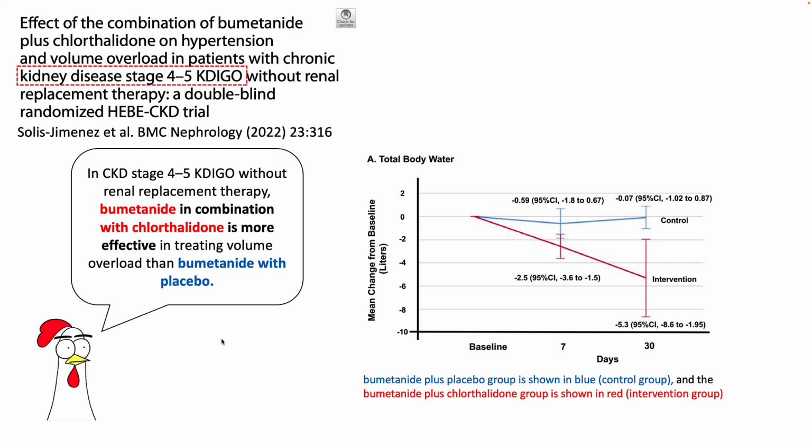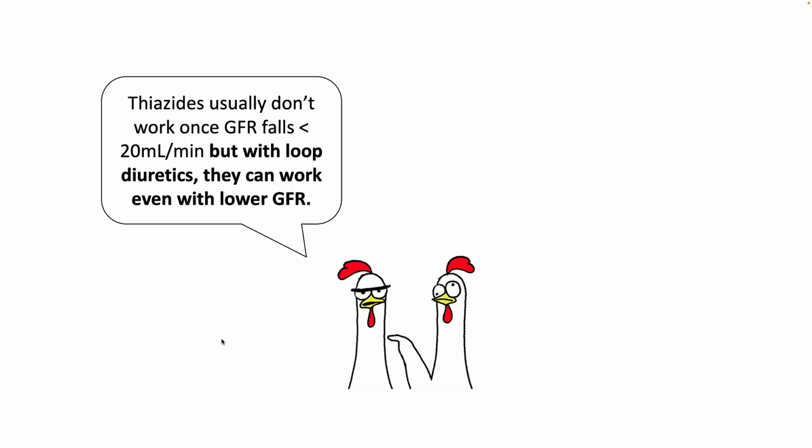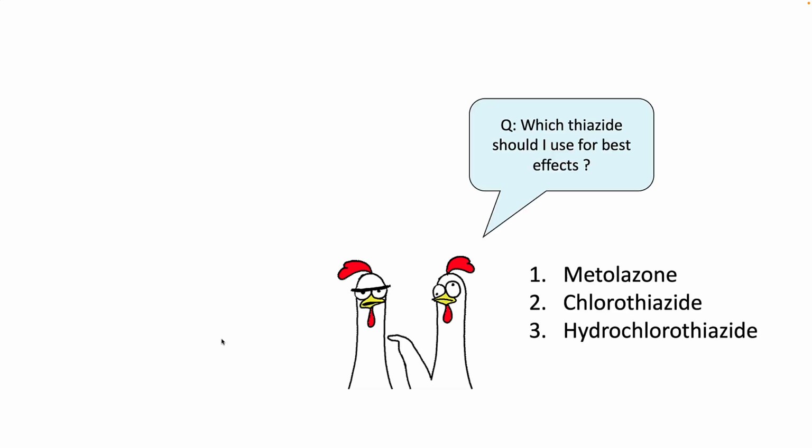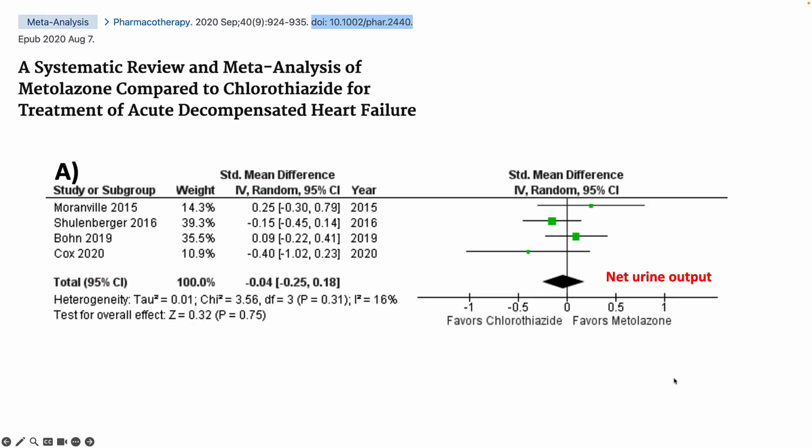In another study, in advanced renal failure, Bumex with chlorthalidone compared to Bumex with placebo resulted in significantly more diuresis by the end of 30 days. So thiazides usually don't work with GFR less than 20, but with loop diuretics, they can work even with lower GFR. So which thiazides should you use for the best effect?